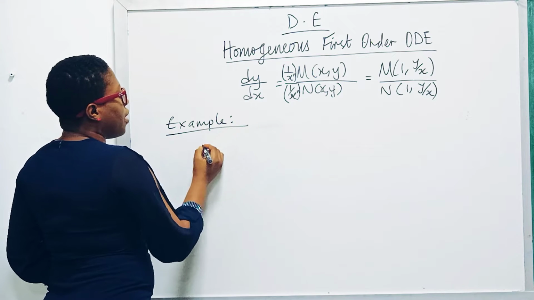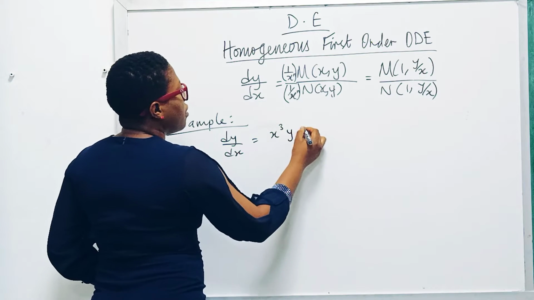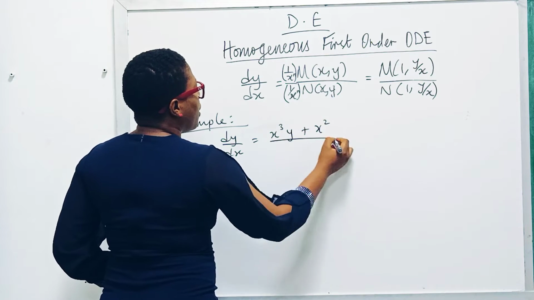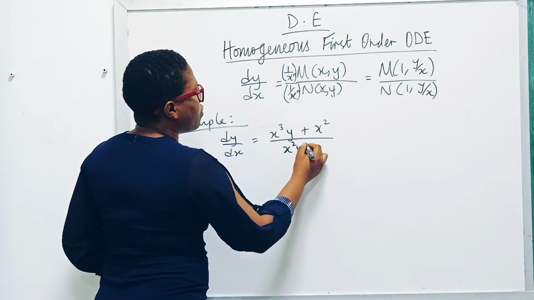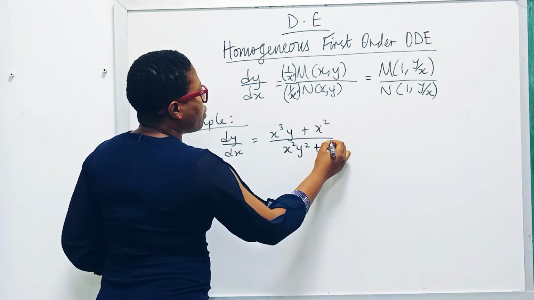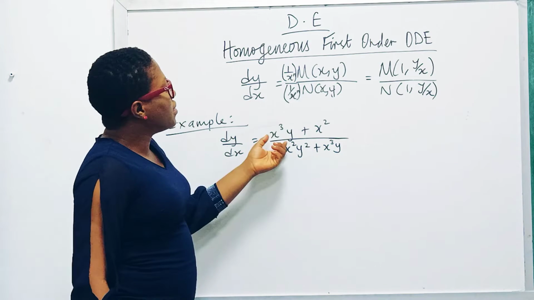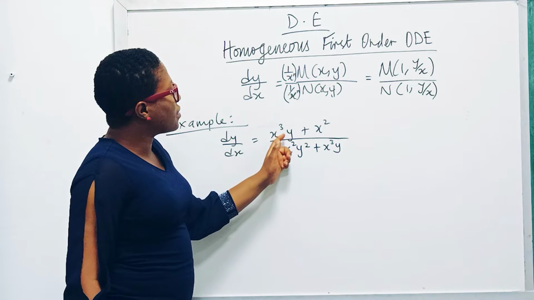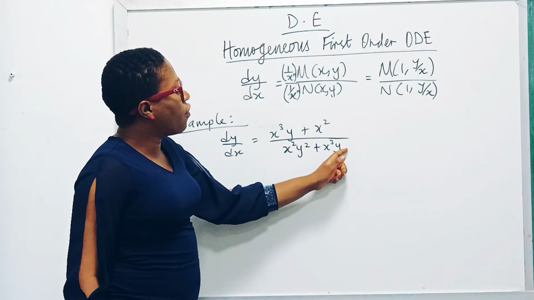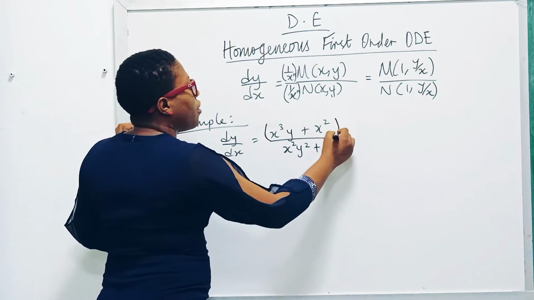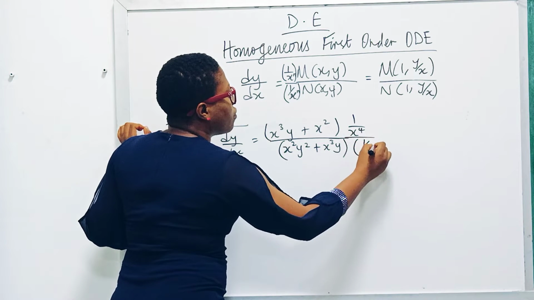So if we have something like this, dy by dx is equal to x cubed y plus x squared over x squared y squared plus x cubed y. So the highest power, when I multiply x and y, is 3 plus 1, 4. So I will multiply through by 1 over x raised to power 4.